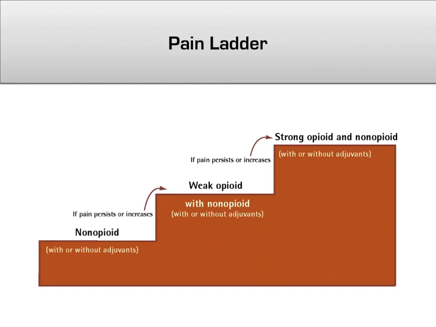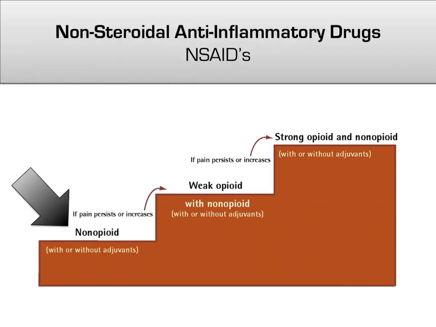The World Health Organization has created a pain ladder, which suggests starting with non-opioids such as NSAIDs, then combining NSAIDs with a weak opioid, and finally introducing a strong opioid. For the rest of this lecture, we'll start at the bottom of the pain ladder and work our way up. The first rung on the pain ladder are the NSAIDs, or non-steroidal anti-inflammatory drugs, many of which are household names: aspirin, ibuprofen, Tylenol, Advil, Motrin, etc.